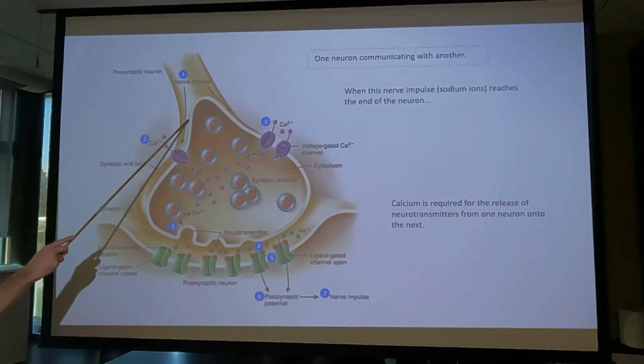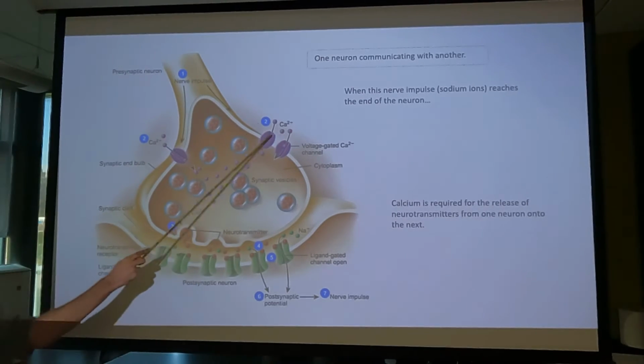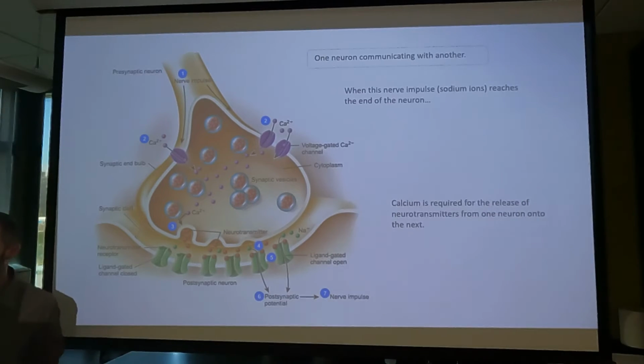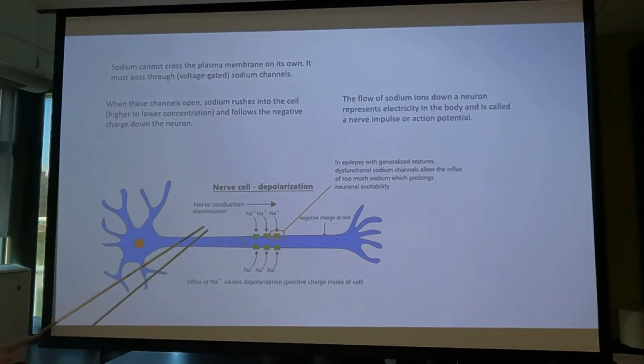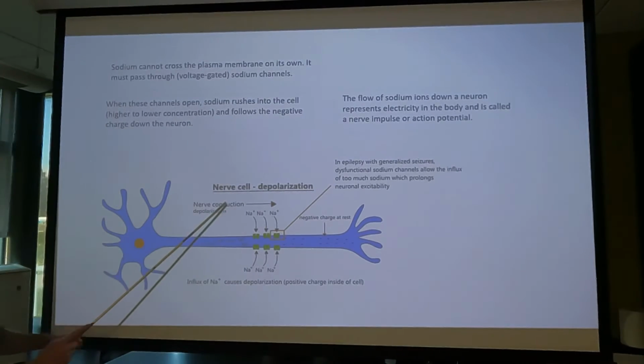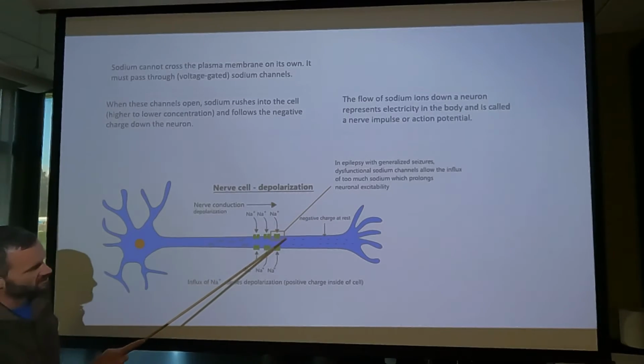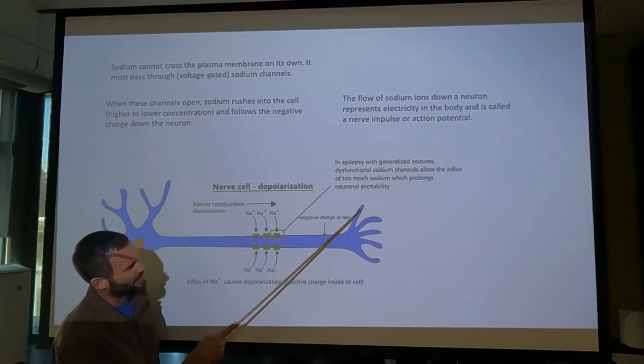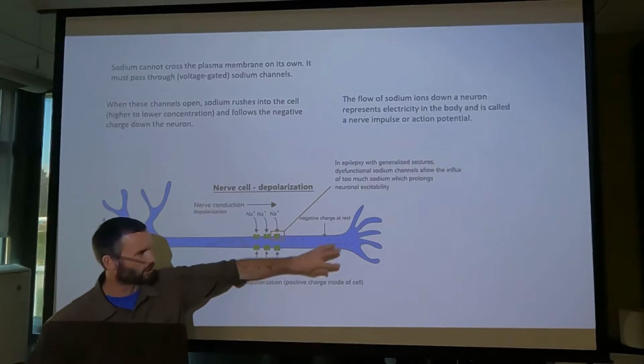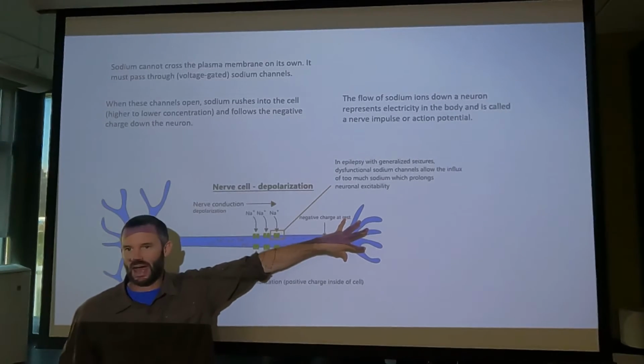What we're looking at here is the end of a neuron. That's what we call the axon terminal. So what's happening is this neuron has been activated, there's electricity flowing down the neuron, and now that sodium reaches the ends of the neuron. These are called the axon terminals.